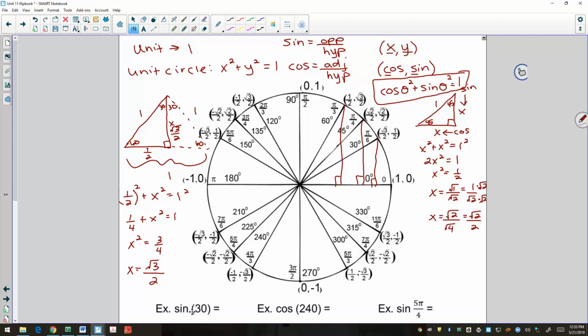So now we are going to find each of these values. You can definitely find sine of 30 right away. If you look at your 30-degree angle, sine, remember, is the second number in your coordinate, so it's 1/2.